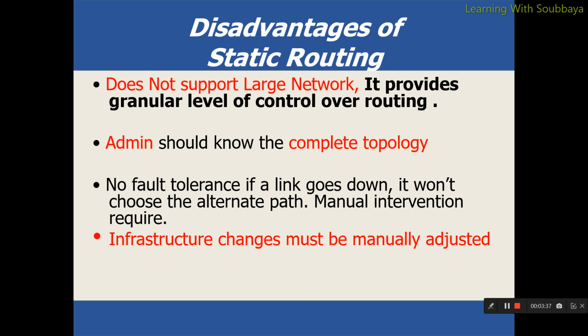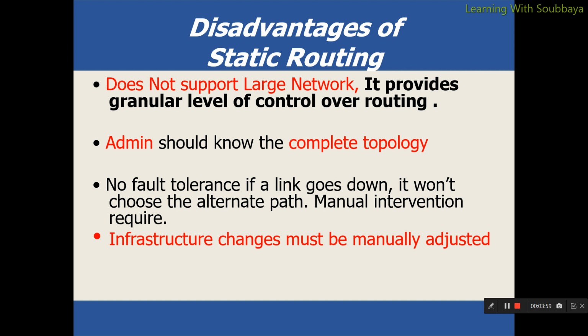We can say it cannot support a large network, right? If I have 3 routers available, I can configure static routing. If I have 100 routers available, it's very difficult to configure, because we cannot remember the next hop address. The next hop address is very important, otherwise the packet will be forwarded to a different network. So it's very difficult to configure for a large network.